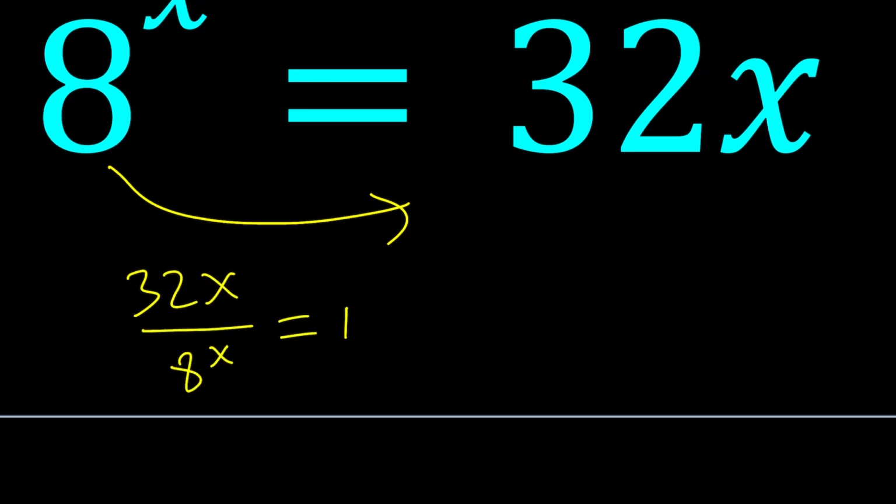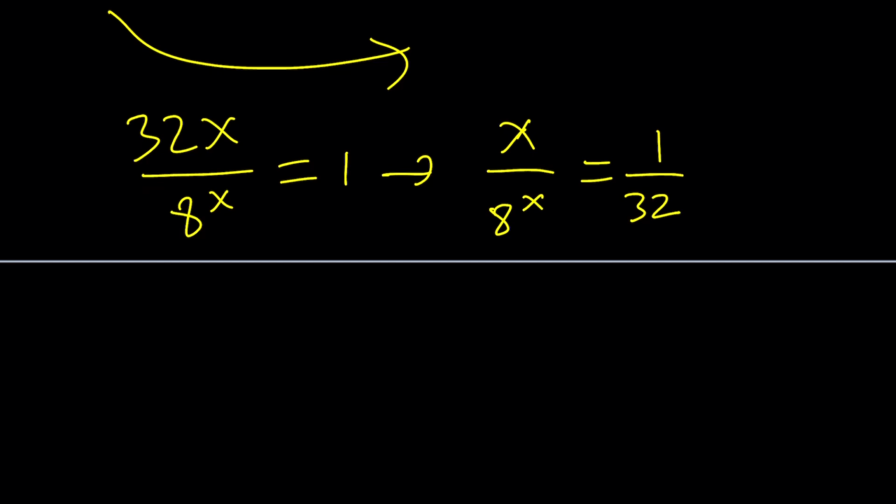And of course, I only want the x and 8 to the x on the same side. I don't want the 32. Let's go ahead and divide both sides by 32. And that's going to give us x over 8 to the x equals 1 over 32. Awesome. This is almost the form that I want it to be. But 8 to the x is in the denominator. So we can write it with a negative exponent, so that x and 8 to the power something are multiplied, and that's equal to a constant. So this is the type of thing that I want.